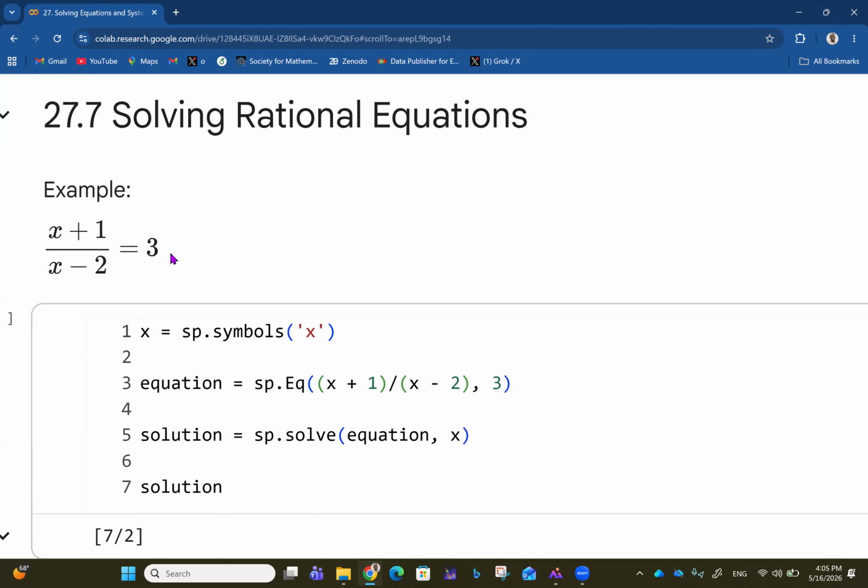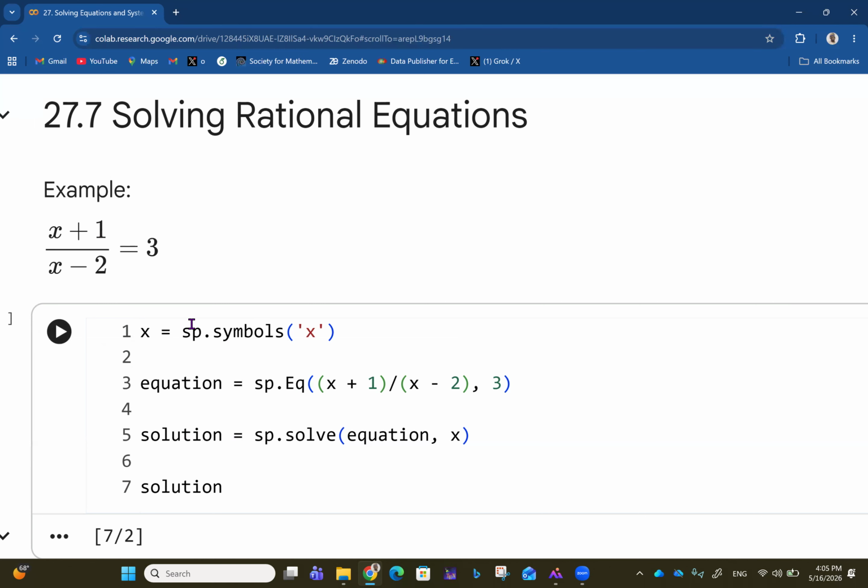Then you can collect like terms now. So 3x minus 6. So you can bring x here. That's 3x minus x, which is 2x. Then the minus 6 can go to add to 1. So 1 plus 6, you have 7 equals 2x. So that means x is 7 over 2. And that's exactly what we have here.